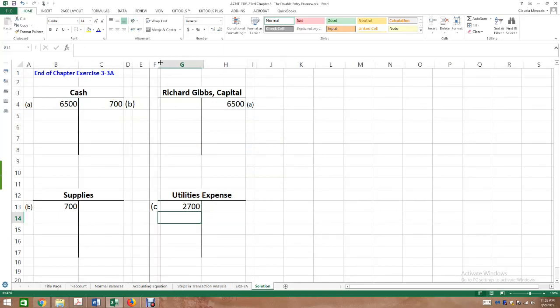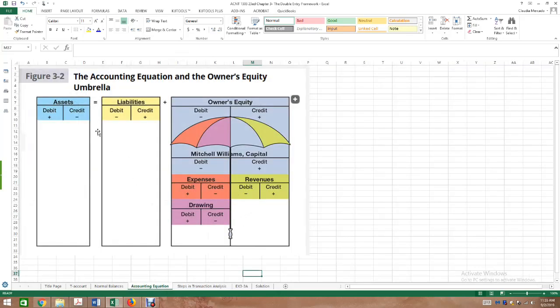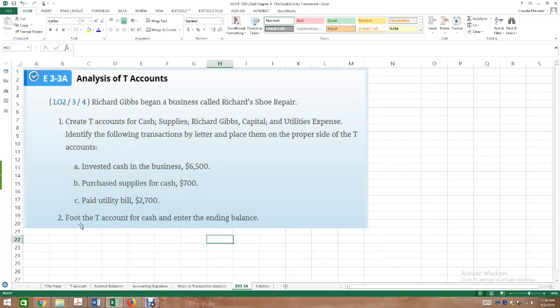How did I pay my utilities? I paid them with cash. So what's happening to your cash? My cash is decreasing. I have less money now because I had to pay a bill. So cash is decreasing. Cash is an asset. So I know that I need to credit my asset account. So cash is going to be decreasing by $2,700. Those are the three transactions that we were asked to record. Now they're asking you to put the T account for cash.